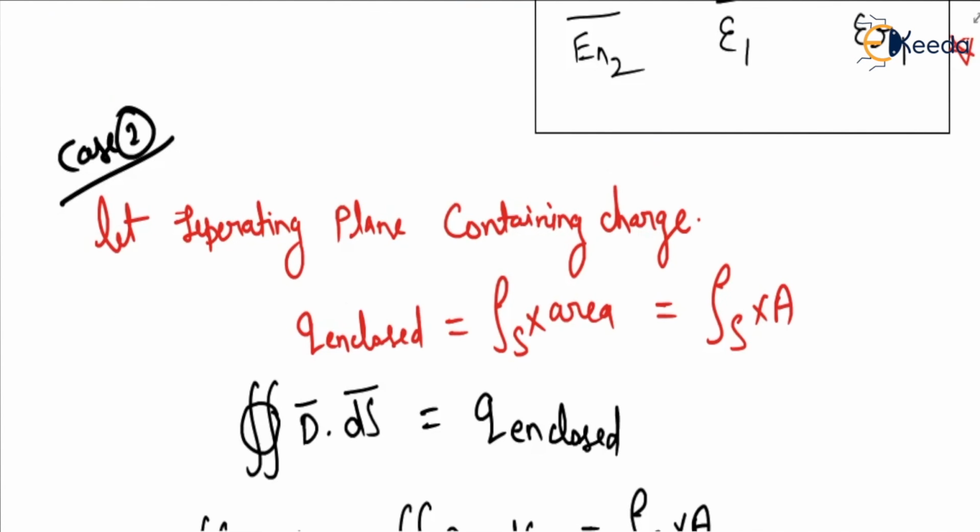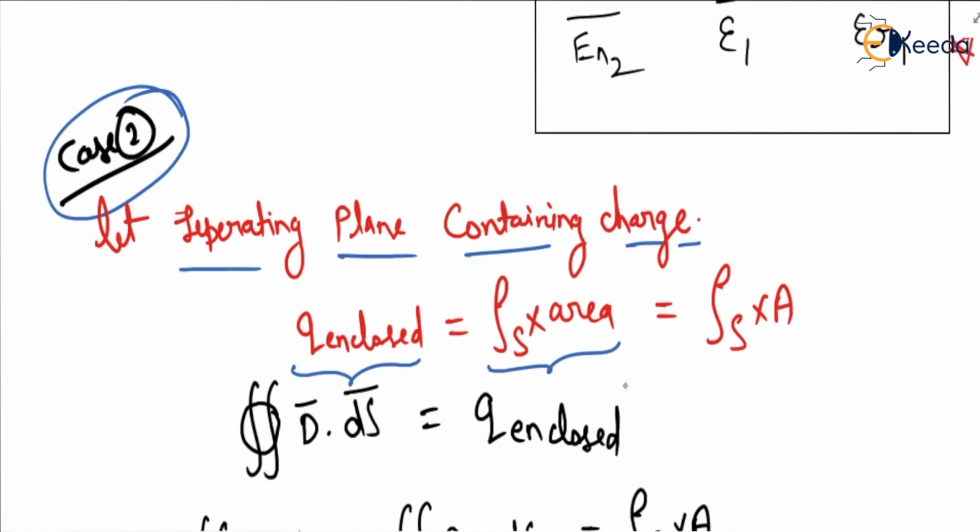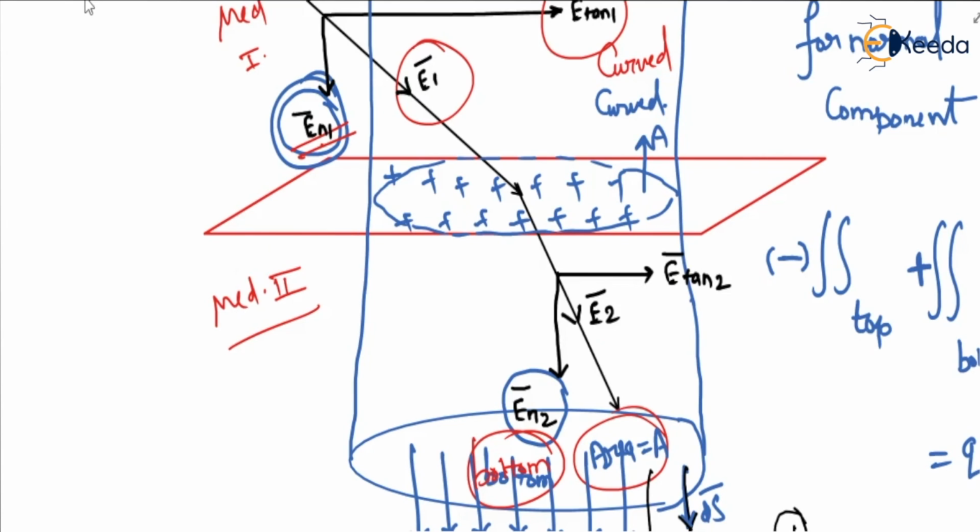Now here we will also take case number 2. Let the separating plane contain charge. If the separating plane contains charge, then Q enclosed is equal to rho s into area, and the area will be equal to A, as shown in this figure. So the total charge contained by the Gaussian surface will be equal to rho s into A.